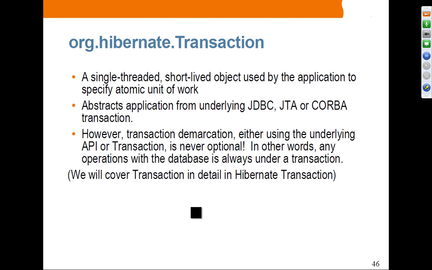So a transaction object is a single-threaded, short-lived object used by the application to specify an atomic unit of work. What it means is that with a transaction, you can perform commit or rollback. So whatever operations you have performed within that transaction will be all committed or all rolled back. It abstracts the application from the underlying JDBC, JTA, and CORBA transactions. One of the nice things about Hibernate is that it provides a high-level API for hiding the differences between JDBC, JTA, and CORBA transactions. Okay.